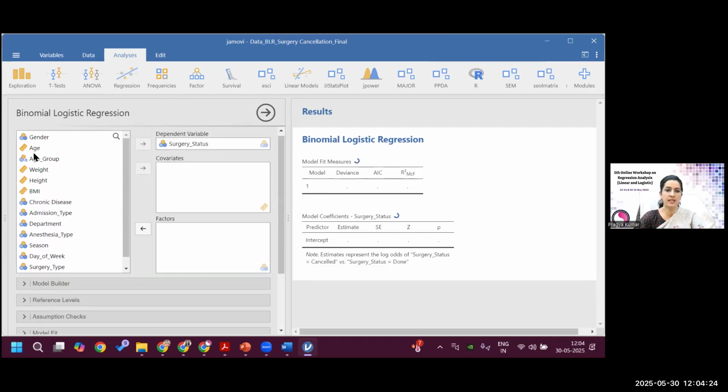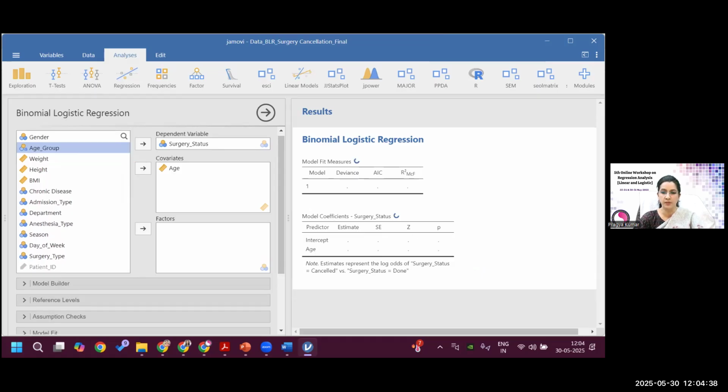Age is available in two forms. Age is a continuous variable also, and age is a categorical variable also. Right now, I will take age as a continuous variable and enter it as a covariate. Then I'll see the p-value. The p-value is 0.085. So should I take age into my final model or not? Please write yes or no. Yes. Why? Although the p-value is more than 0.05, it is still less than 0.2, and we have set a cutoff of 0.2. So that's why we will take this also.